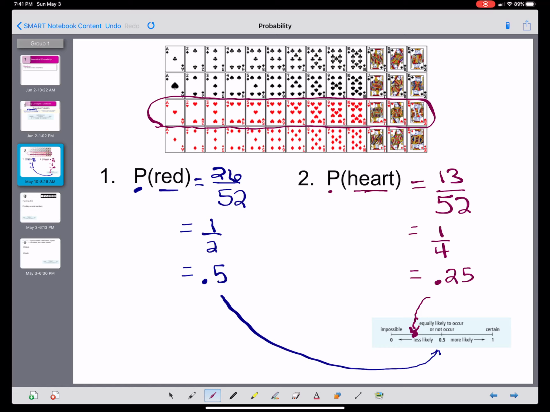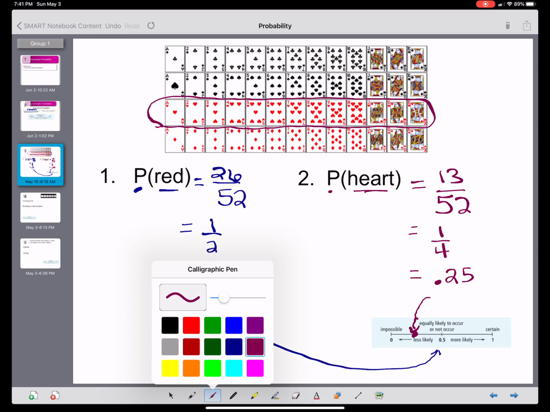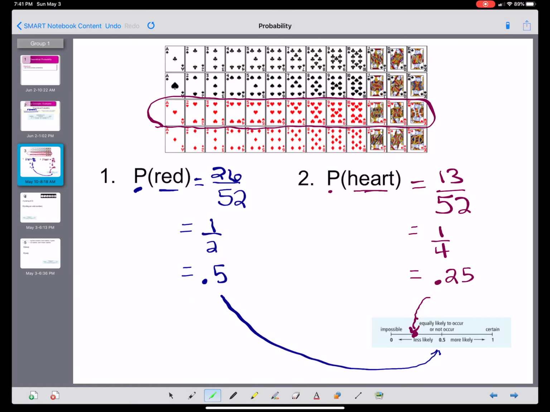Okay. When you do your homework, you can take this information and put it in the calculator to get your decimal if you'd like. I'm okay with that. It would be nice that you reduce it, but I'm okay with you jumping from your original amount to your decimal.